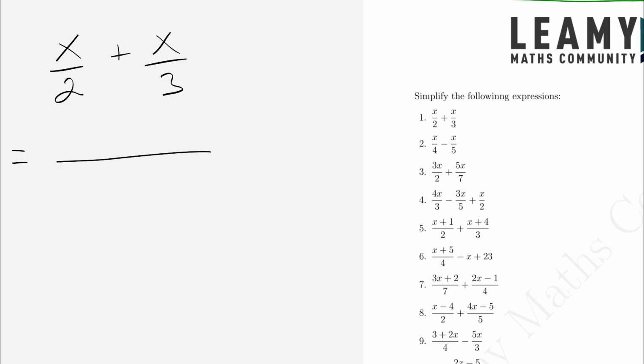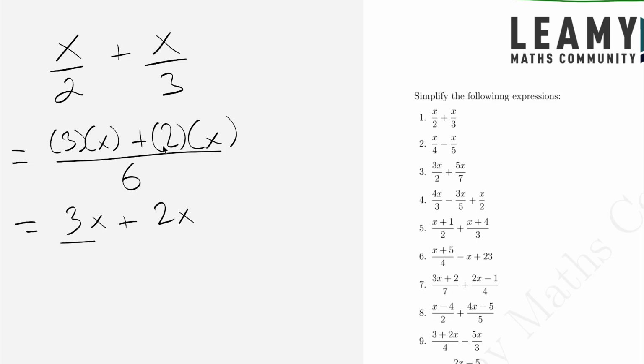Our lowest common denominator here would be 6. And then we can say 2 goes into 6 3 times. So 3 gets multiplied by this x here. Plus 3 goes into 6 2 times. So 2 gets multiplied by this x here. So then working through that, it's going to be 3x plus 2x over 6, which is 5x over 6. So we added these two fractions, and we got our final answer as 5x over 6.